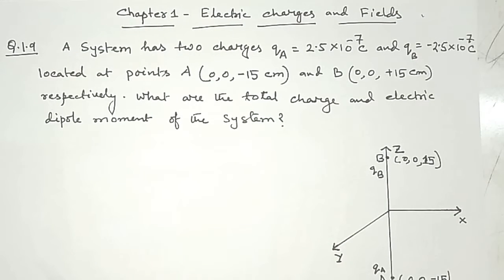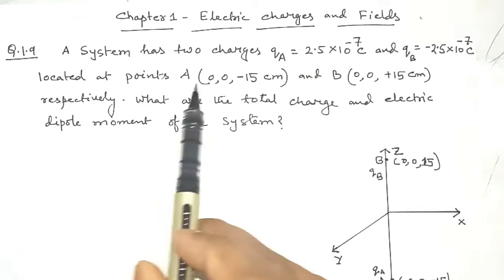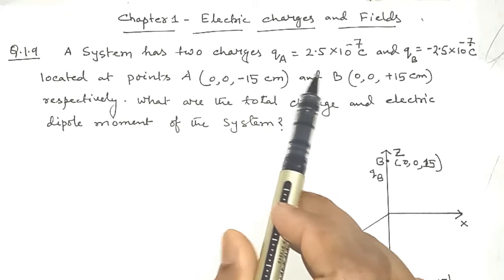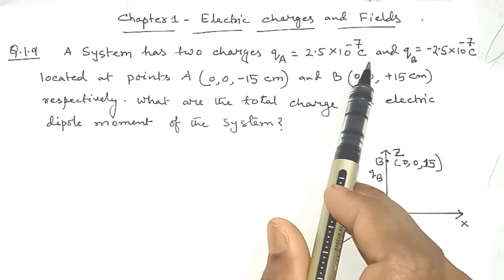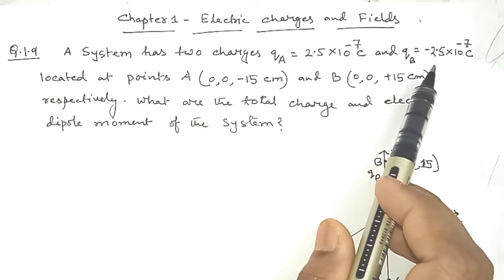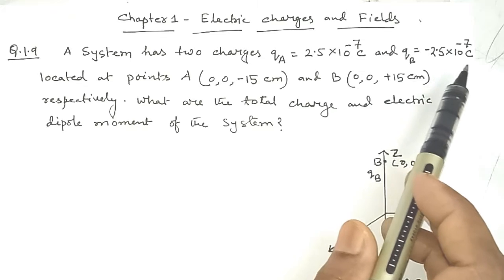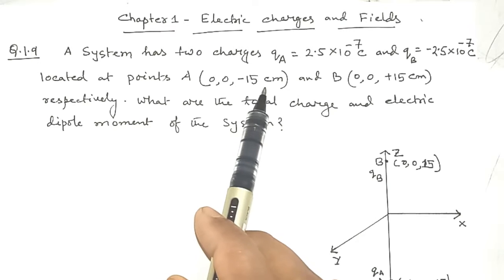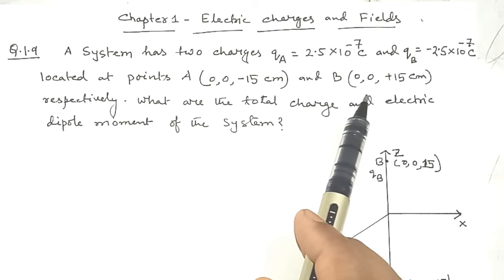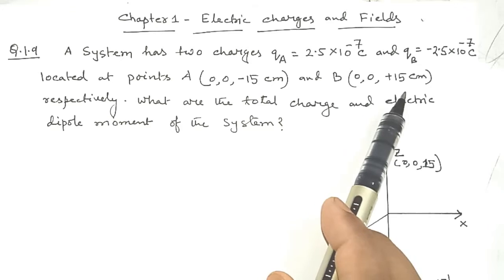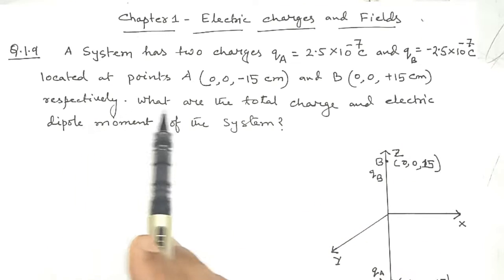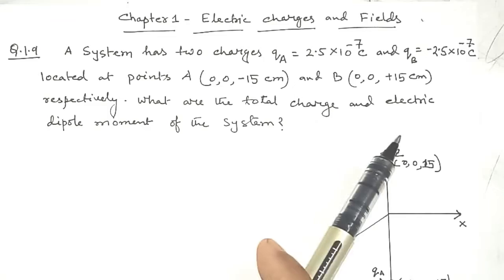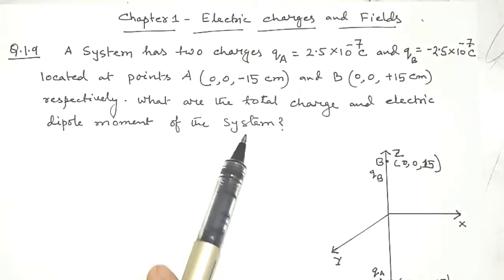So today we will discuss question 1.9 and question 10 from the chapter Electric Charges and Fields. Question 1.9 is: a system has two charges QA equal to 2.5 into 10 to the power minus 7 coulomb and QB equal to minus 2.5 into 10 to the power minus 7 coulomb located at points A (0,0,minus 15 centimeter) and B (0,0,plus 15 centimeter) respectively. So what are the total charge and electric dipole moment of the system?